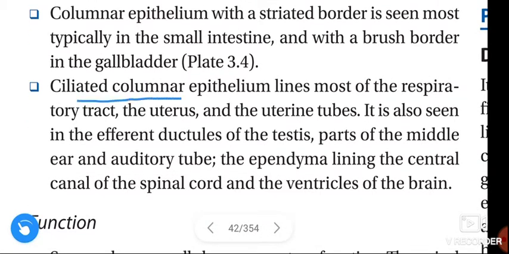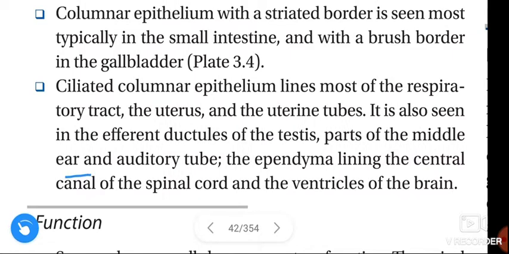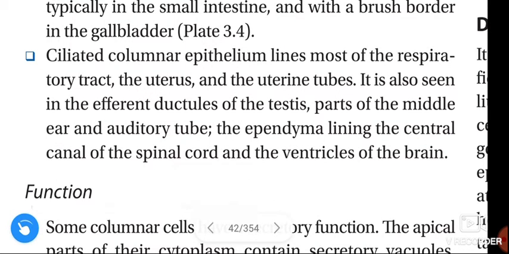Next, ciliated columnar epithelium lines most of the respiratory tract, the uterus, the uterine tubes. It is also seen in the efferent ductules of the testes and parts of the middle ear, auditory tube, the ependyma lining the central canal of the spinal cord and ventricles of the brain.